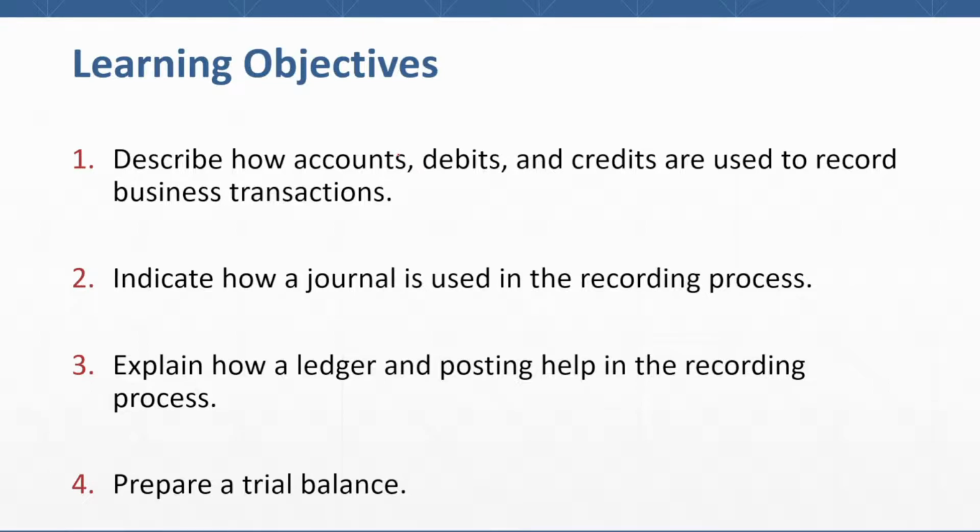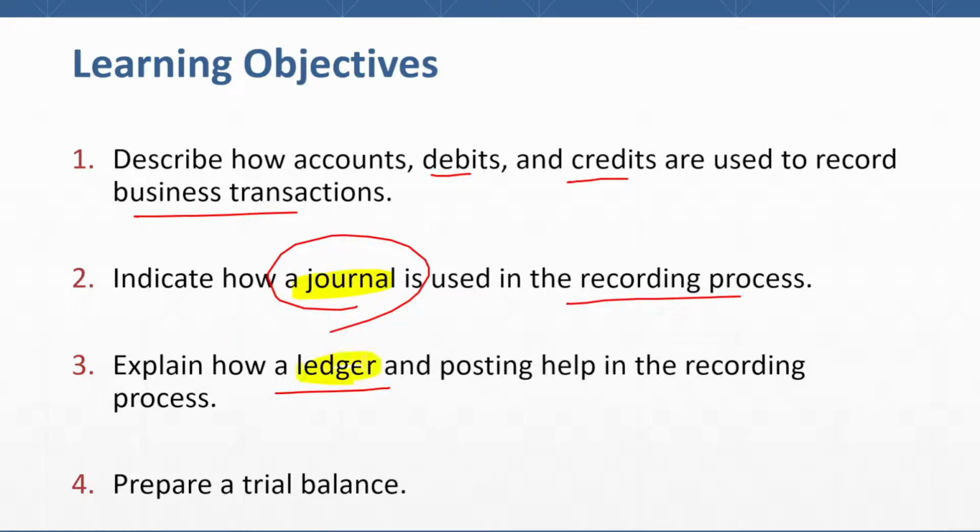We start by defining debits and credits and how they are used in recording our business transactions. Then we learn what a journal is, and how it is used again in the recording process. The journal and ledger are 2 books that we use to record, classify and summarize our transactions. The journal is called the original book of entry. The ledger is called the secondary book of entry.